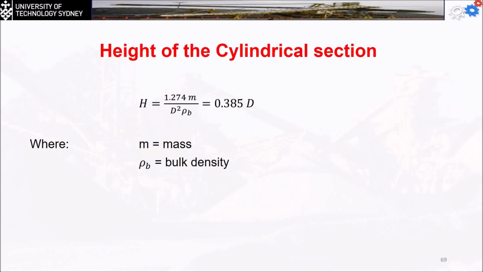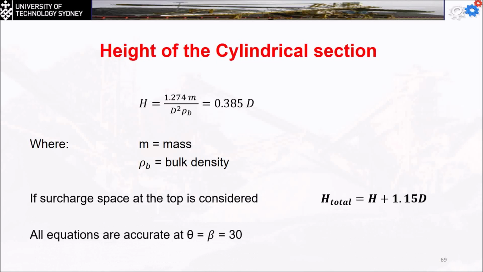If the surcharge space at the top is going to be considered, then the h total of the material is going to be the height of the cylinder plus 1.15 d. All the equations here are going to be accurate at theta equal to beta equal to 30 degrees. Now, usually the height should always be more than the diameter, but less than 4 times the diameter of the bin you are going to have.